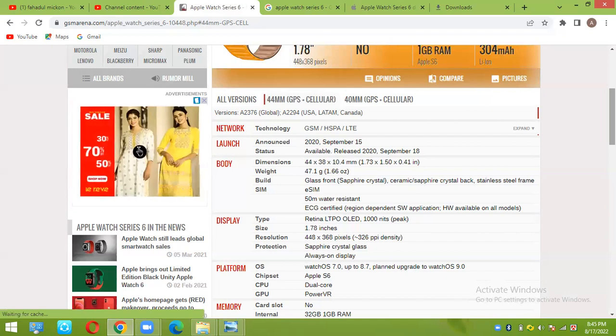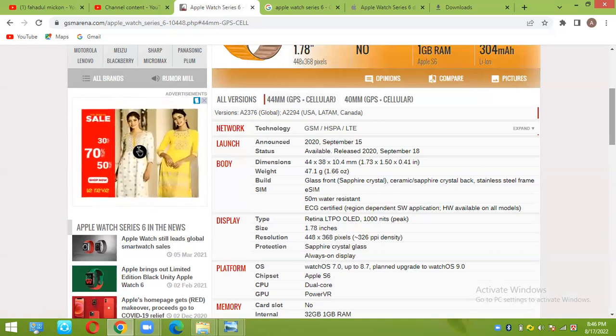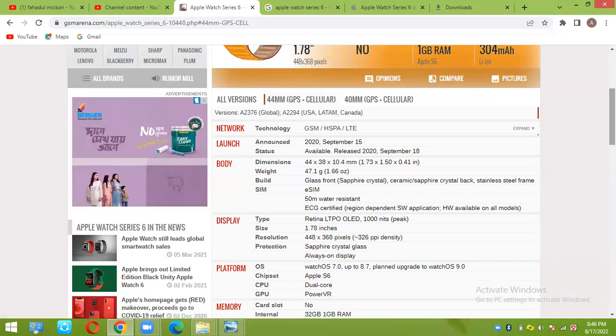And if I say about its build quality, it has a glass front, sapphire crystal, and a ceramic sapphire crystal back with a stainless steel frame, and it has eSIM, and it has 50 meter water resistance, and you can take it 50 meters under the water and it will be safe. So it has ECG certification. Usually we go to the doctor and check our ECG. So it's not necessary to go to the doctor to check ECG because the ECG center is on our hand. We can use our watch as a doctor or as a hospital.